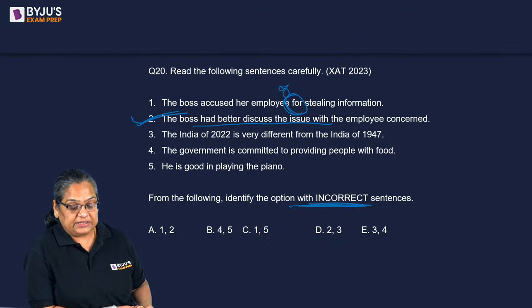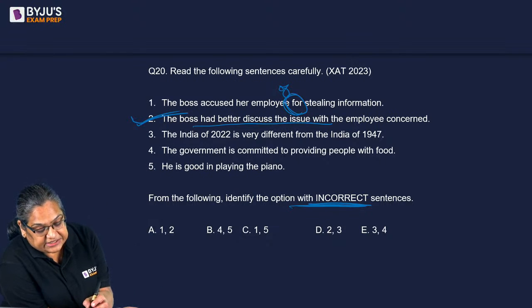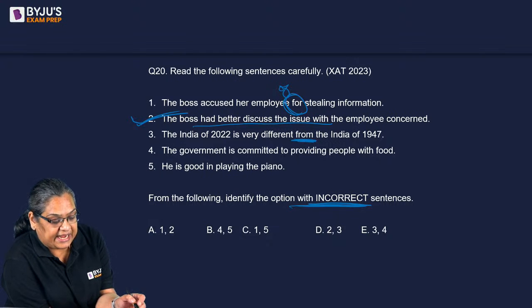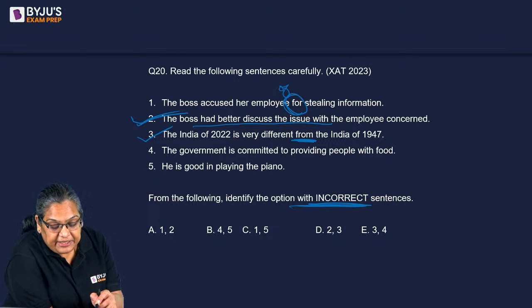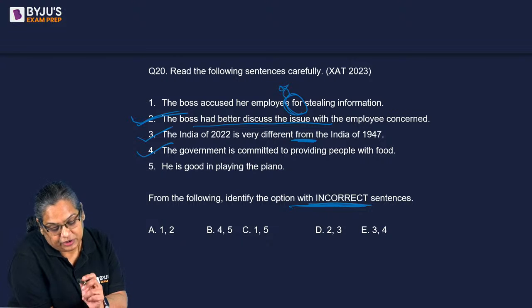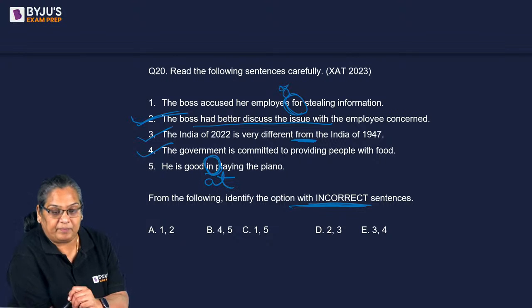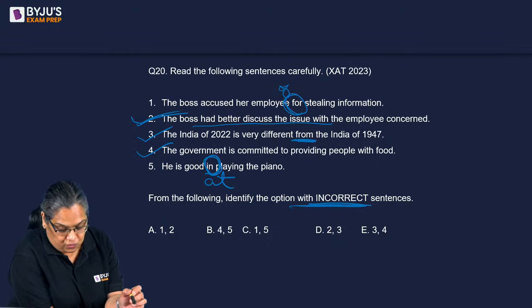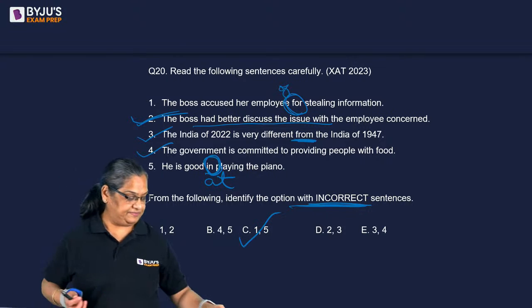Alright? The India of 2022 is, many students ask, different from or different than. Different from is generally accepted. The government is committed to doing something. This is also correct. Committed to providing people, not provide people. He is good at something. Alright, so 1 and 5 are the incorrect sentences.